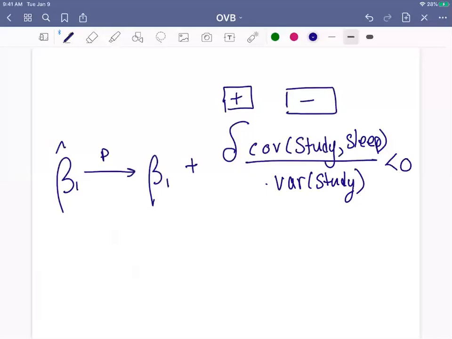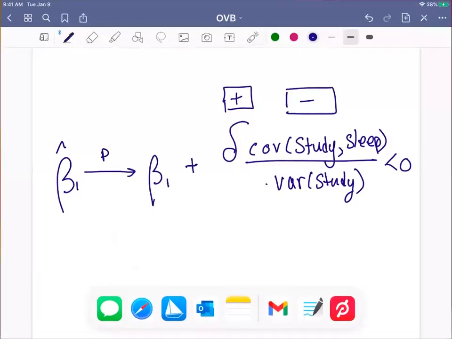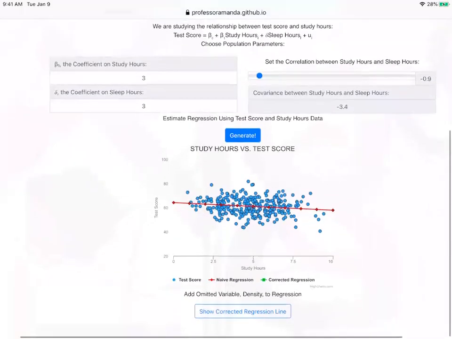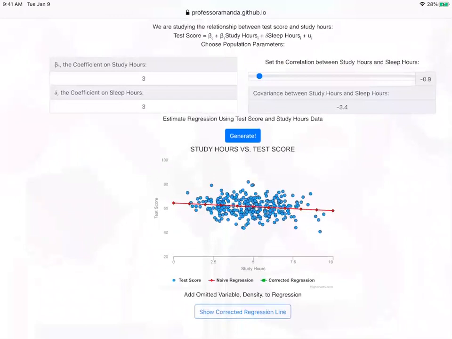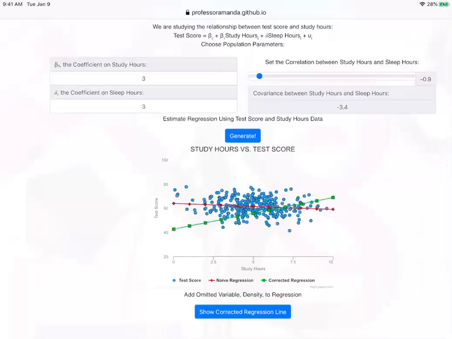Okay, and if instead of omitting sleep from our regression, we were to include sleep in a multiple regression of test scores on study hours and sleep, we could re-estimate this equation and get a less biased estimate of beta 1. And that's what happens when we click the show corrected regression line. This shows a line where the slope is from a regression that's including both study hours and sleep. And what we see is that, in fact, the original naive regression line was negatively biased. And when we correct, we get a positive slope, as the professor might have suggested would happen if we studied more.